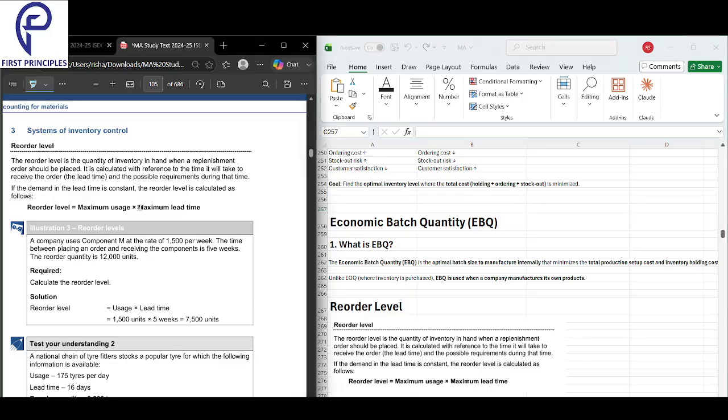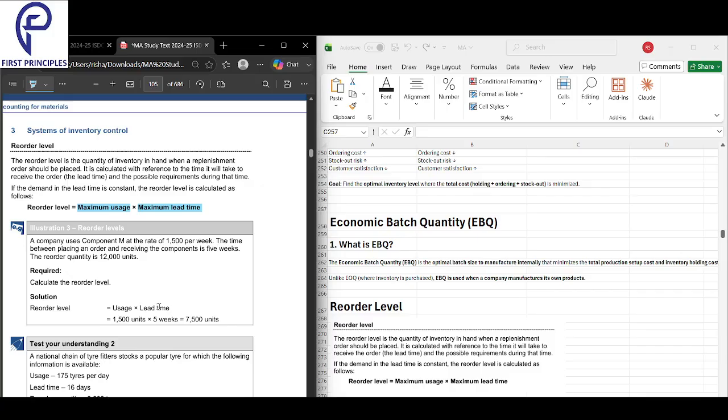How do you find the reorder level? It's the maximum lead time into the maximum usage. Lead time is how long it will take, once you place the order, for it to come back to you. That is maximum lead time. And maximum usage is basically the maximum you will use during that lead time. What is your maximum usage versus your maximum lead time?